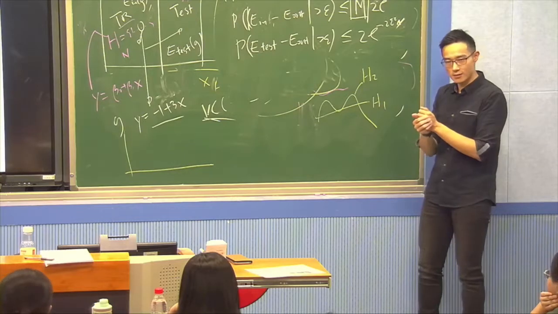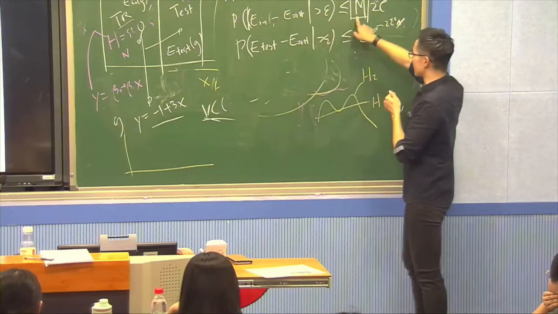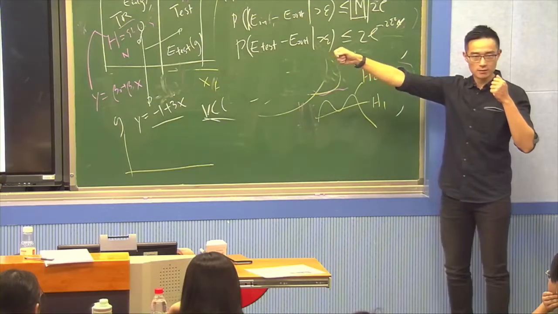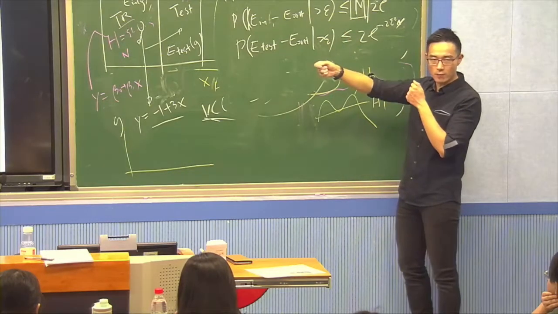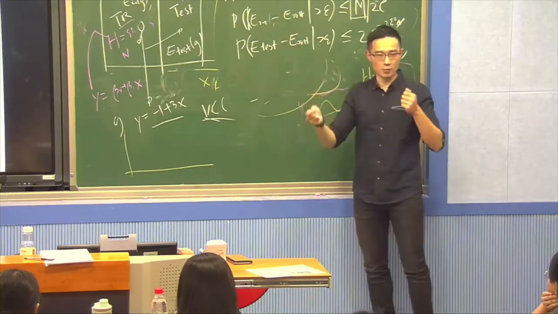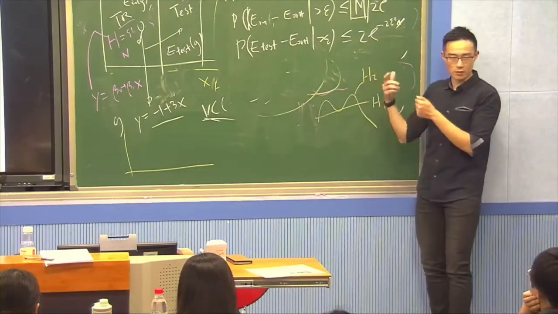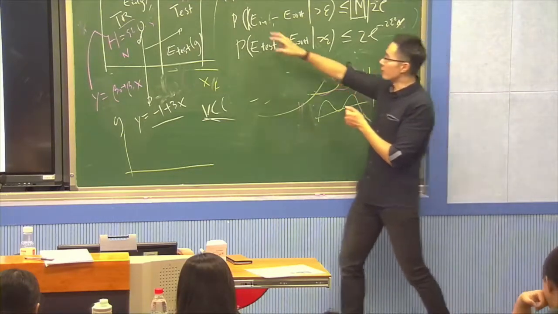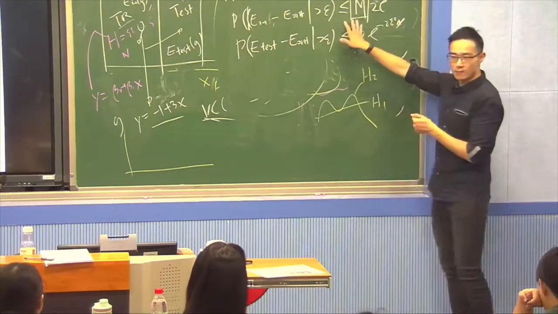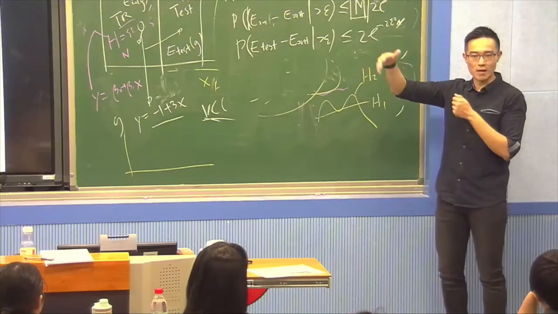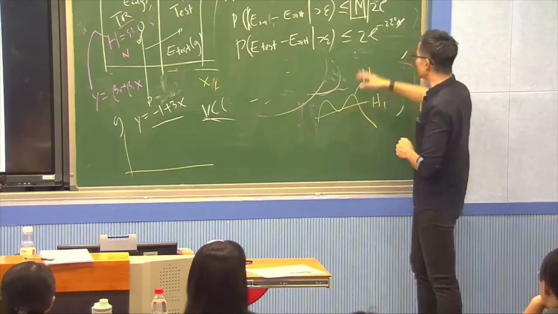Now what does that say to us? It says that E out and E in can be further away because we have this M, and this M can be large. In other words, if we have a large hypothesis set, a more complicated model, then E out and E in can be very far away. But E test and E out are very close because there's no longer this M. Now, if a model is infinite, then we simply replace this M with the growth function, which measures model complexity in an infinite hypothesis set. But anyway, this is model complexity.